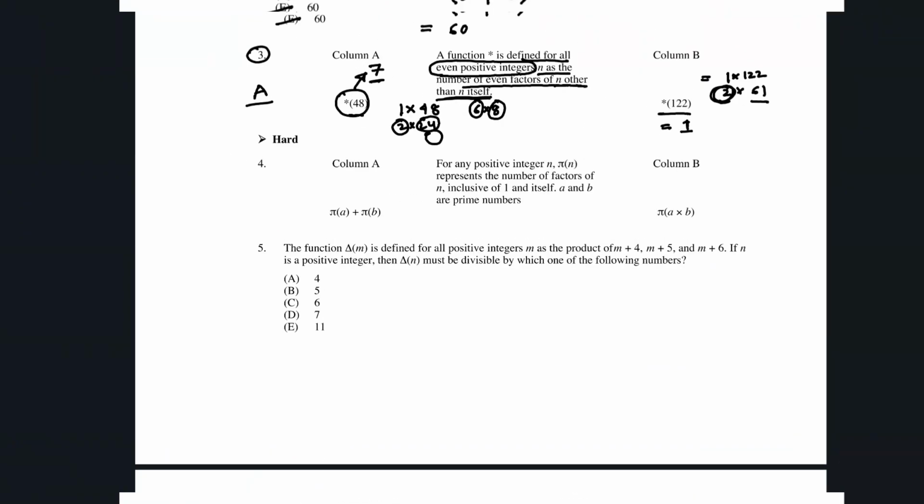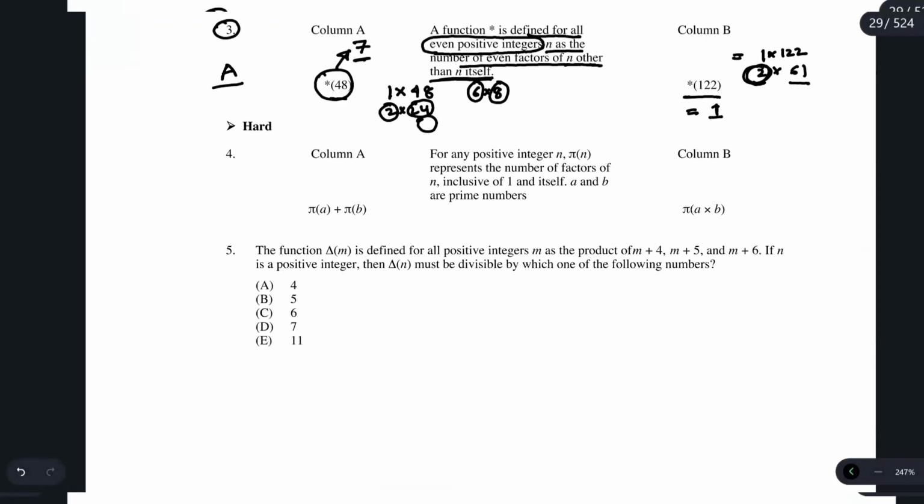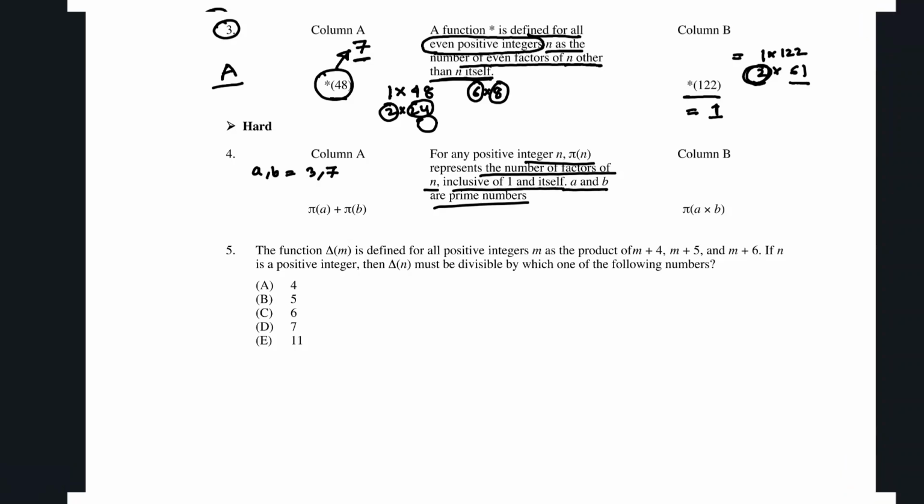For problem 4, we are given that for any positive integer n, pi n represents the number of factors of n, and it includes 1 and n itself. We are also given that both a and b are prime numbers. So let's assume that we have two prime numbers, a and b, maybe 3 and 7. Let's start with small prime numbers because that will make the calculation easy.